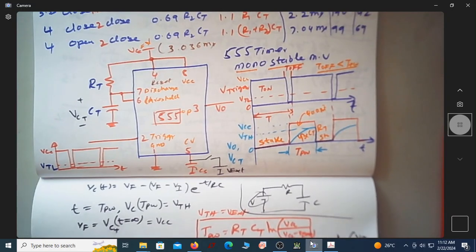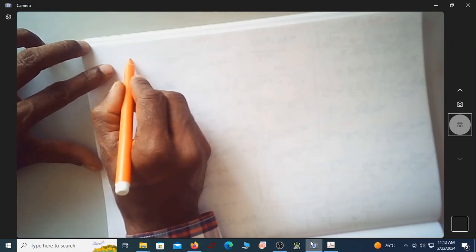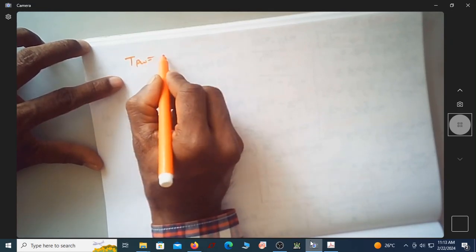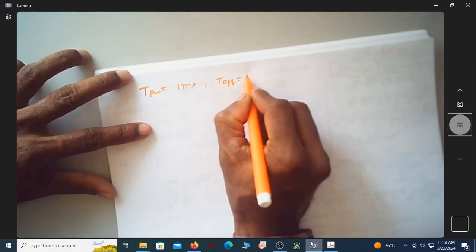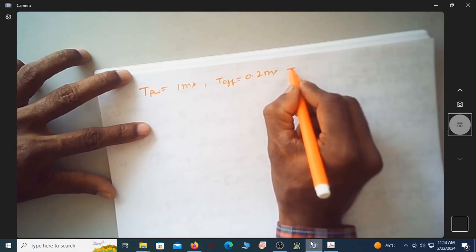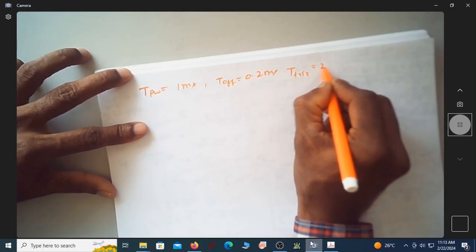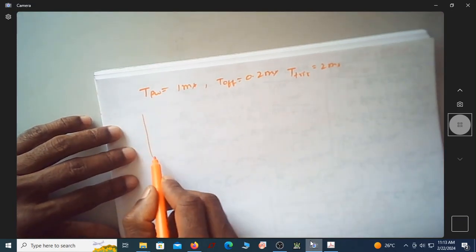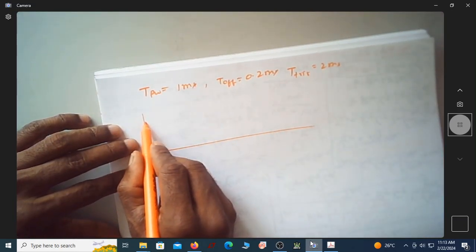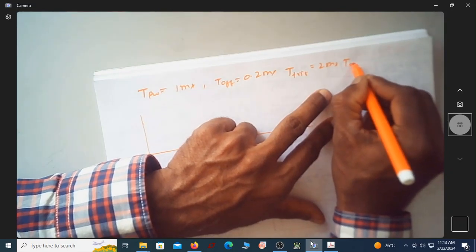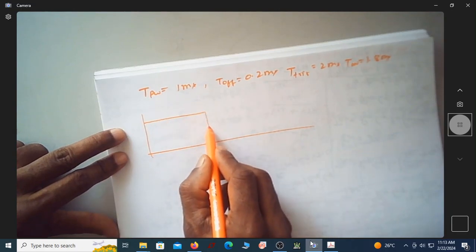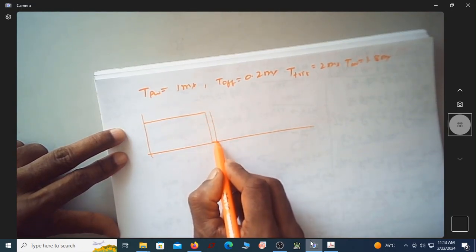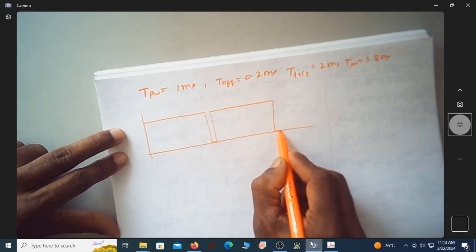Let me tell you that again. Let us take an example. Assume TPW is equal to 1 millisecond, T off is equal to 0.2 millisecond, and T of the trigger is 2 millisecond. So the case is something like this. What is T on? T on is equal to 1.8 millisecond, correct? So this is T on, this is off for a very small duration, it again goes high, it goes like this.